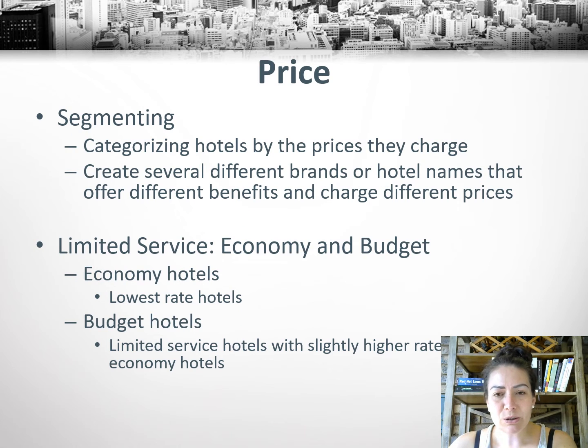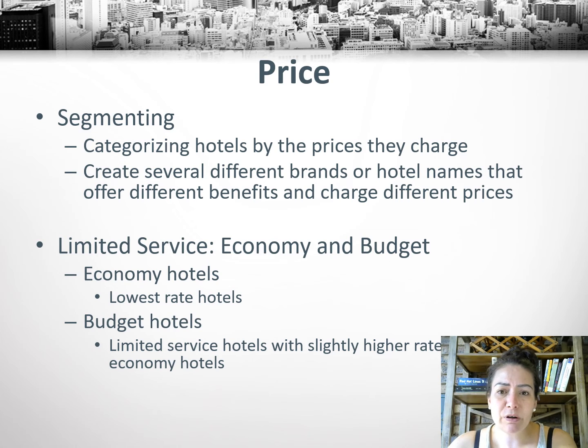Okay, so now we will look at categories of hotel according to price. The term segmenting, I want you to remember when we categorize hotels by the prices that they charge. Obviously, we pay different prices for hotels, and that is when we look at the different services that they provide. So a luxury hotel offers different services, and an economy hotel obviously, for example, has no services, and that's why they are so cheap. So there's three different levels of segmenting.